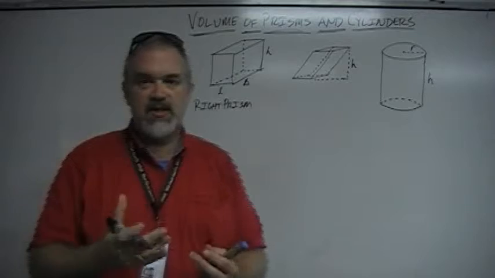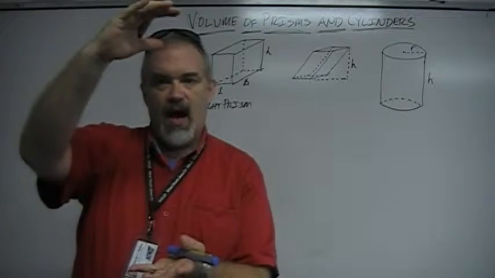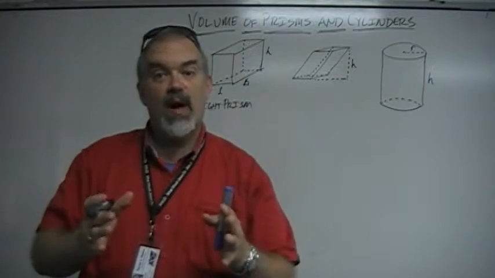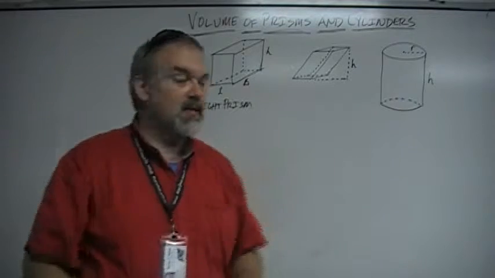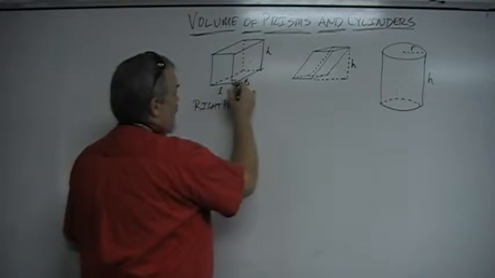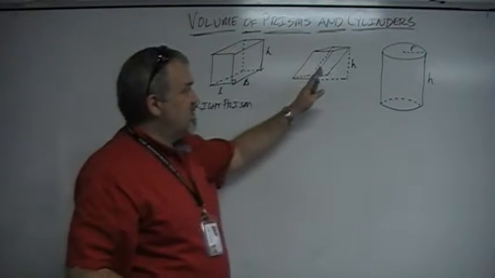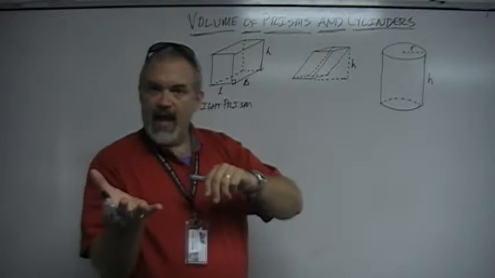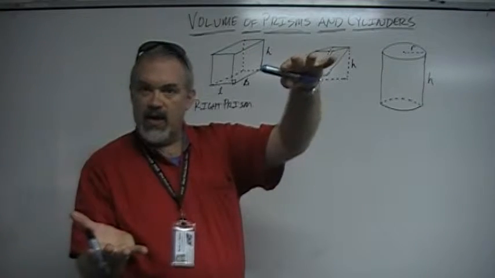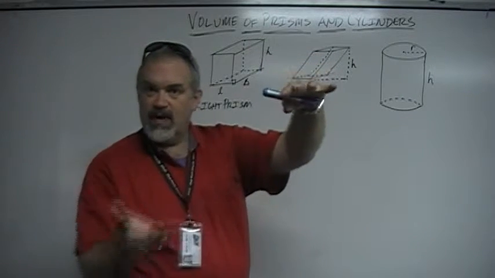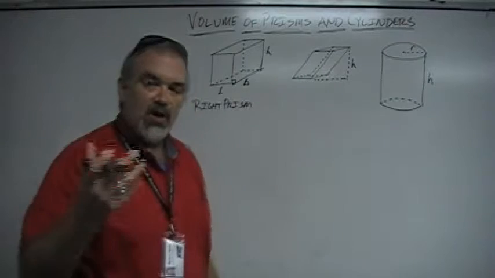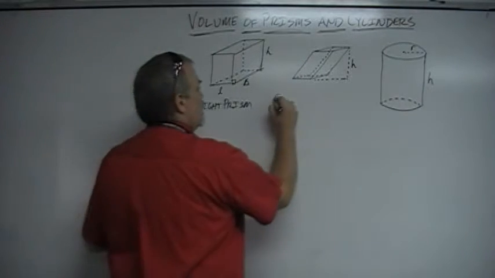And you get a right prism when the base and the top are connected with lines that run at right angles to the base. Okay? So this is a right angle right here. That connection tells me it's a right angle. When I have something that doesn't, let's say we have a triangle here and a triangle here, and they're connected with diagonal lines, that's called an oblique prism.